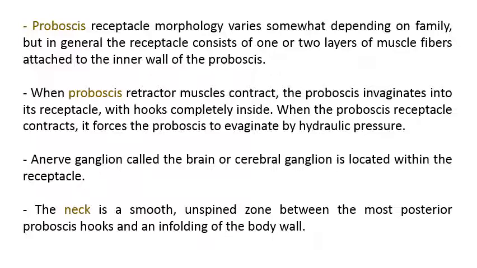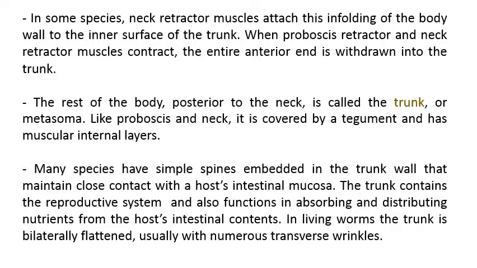When proboscis retractor muscles contract, the proboscis invaginates into its receptacle with hooks completely inside. When the proboscis receptacle contracts, it forces the proboscis to evaginate by hydraulic pressure. There is a nerve ganglion called the brain or cerebral ganglion located just within the receptacle. The neck is the smooth and spined zone between the most posterior proboscis hooks and the enfolding of the body wall. In some species, neck retractor muscles attach the enfolding of the body wall to the inner surface of the trunk. When the proboscis retractor and the neck retractor muscles contract, the entire anterior end is withdrawn into the trunk.